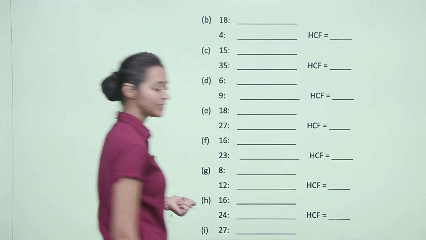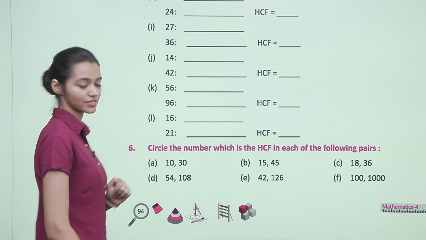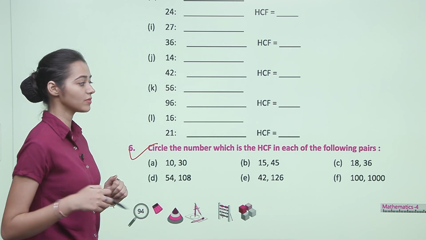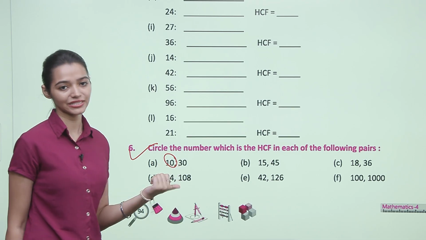That's how you have to complete the remaining parts by yourself. In this one we have to circle the number which is the HCF of the following pairs. So 10 is the HCF of 10 and 30.